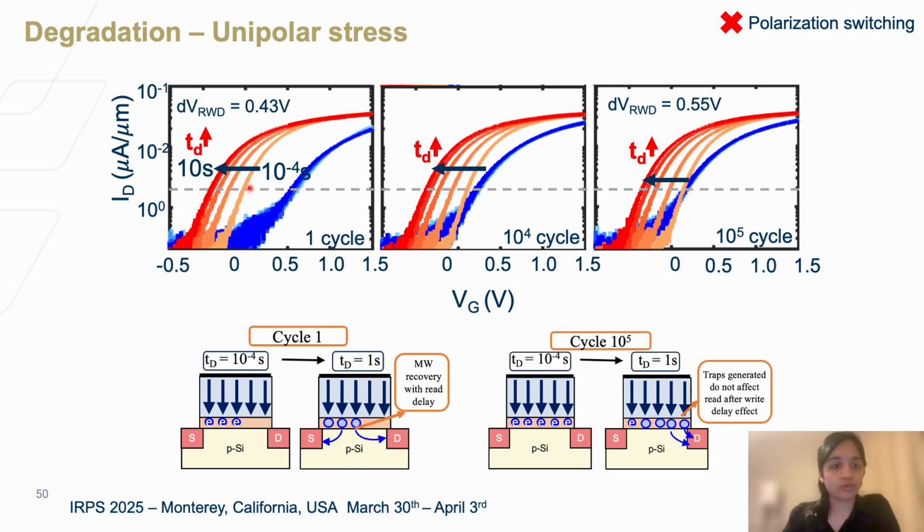So here's a summary of the results over here, and we see that what's actually happening here is that initially, like in the bipolar case, there are some electrons screening the polarization, and these go away to recover the memory window with increased read delay. But after cycling, we have some traps generated, which results in minimal shift in VT, but these traps are fast traps and recover as we provide the read delay, unlike in the bipolar stress case.